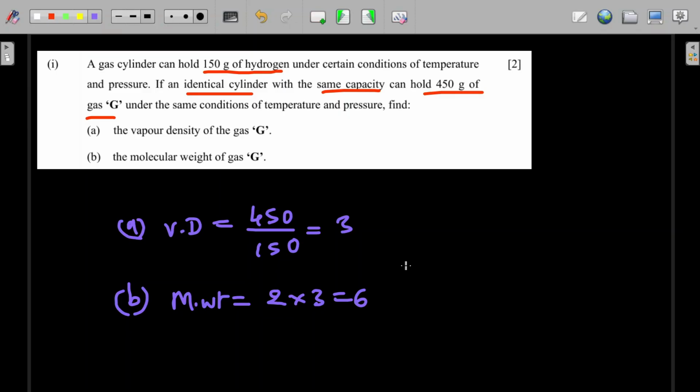So why are you doing vapor density as 450 by 150? Because what is the vapor density? You have to take the ratio of the mass of a gas with respect to the mass of the hydrogen if they have the same volume. That is the formula: mass of the gas X divided by mass of the hydrogen gas, provided both have the same volume. Sir, how do we get molecular weight? Molecular weight, this is the formula we will use, no? 2 times vapor density. Oh, okay. Fine. Same thing.